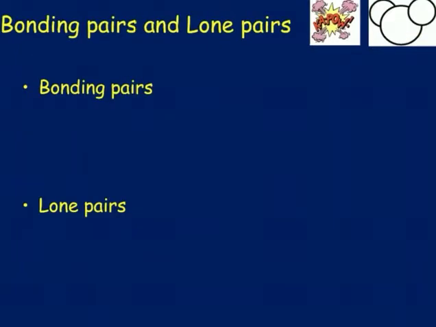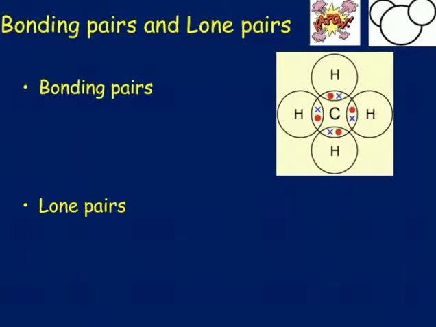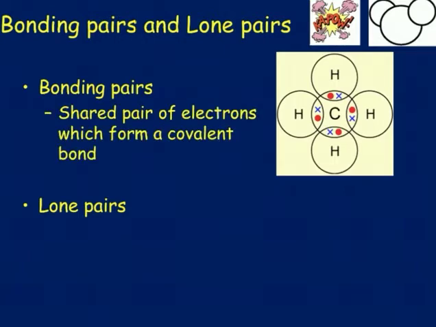So to be able to do that, we have to understand what a bonding pair and what a lone pair are. So bonding pairs do what they say on the tin. This is a molecule of methane, CH4, and you can clearly see from its dot and cross that there are 4 covalent bonds in here. So a bonding pair is the shared pair of electrons which form the covalent bond.